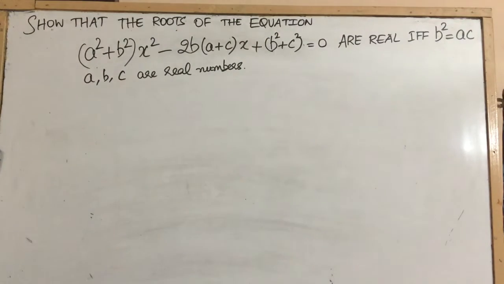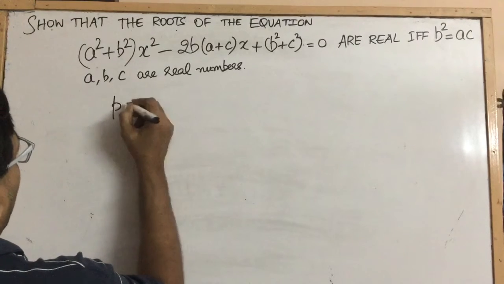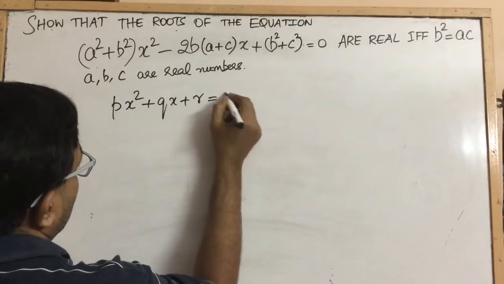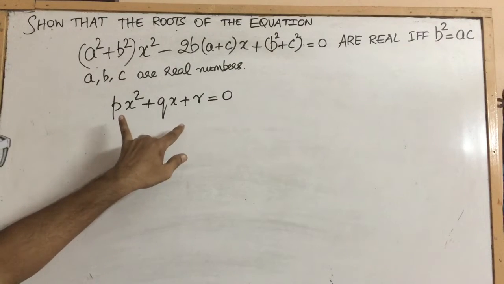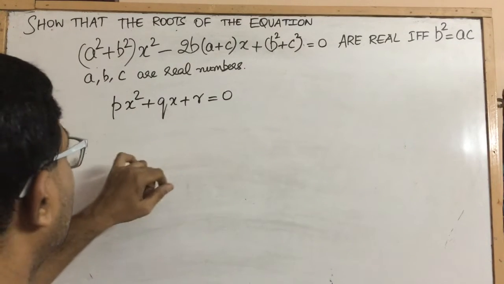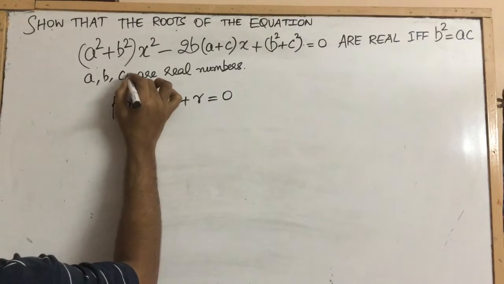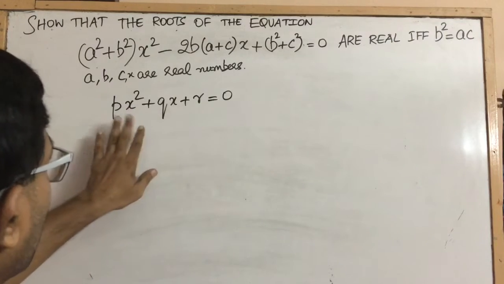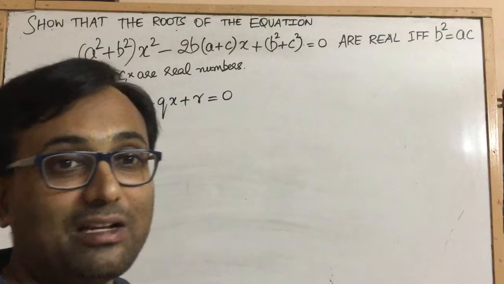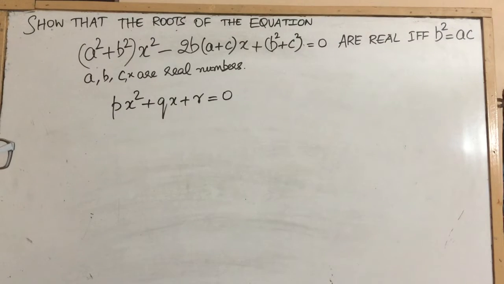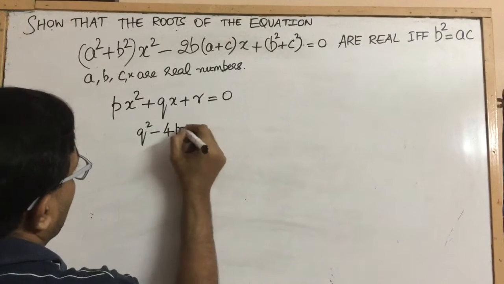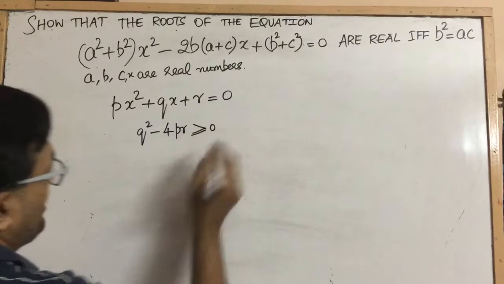Now, the basic background knowledge that we need to solve this problem is this. Let's look at this quadratic equation: px squared plus qx plus r is equal to 0, where x is a real number. Of course, here x is also a real number. Now, the roots of this quadratic equation are real if and only if q squared minus 4 times p into r is greater than or equal to 0.